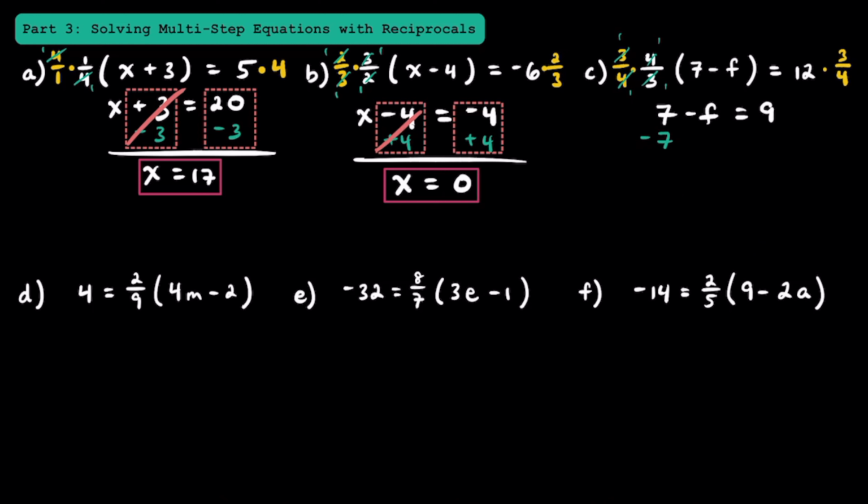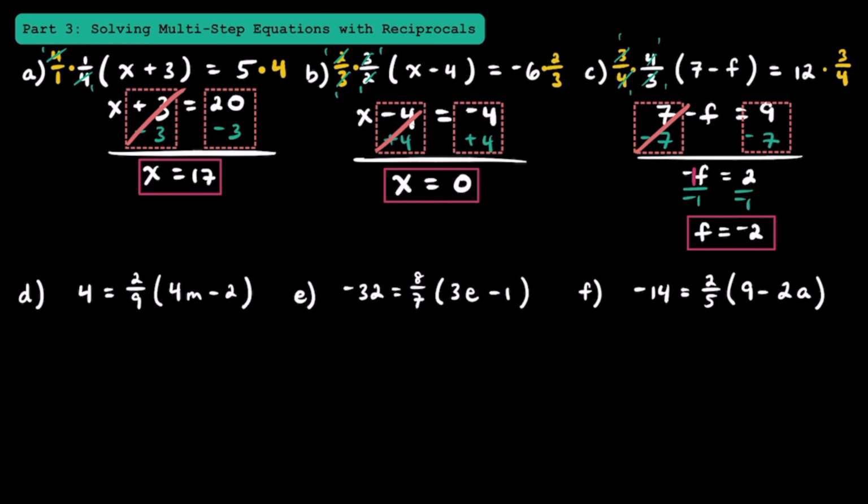Next, we're going to subtract 7 from both sides. These 7s are going to cancel out to make 0. And on the right side, we have 9 minus 7, which is equal to 2, so we have negative f is equal to 2. Since we have a negative 1 as a coefficient in front of f, we're going to divide both sides by negative 1, and we have f is equal to negative 2.